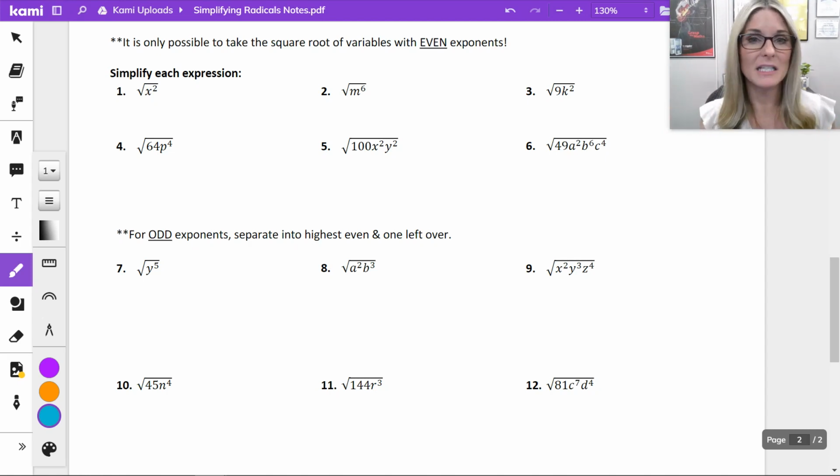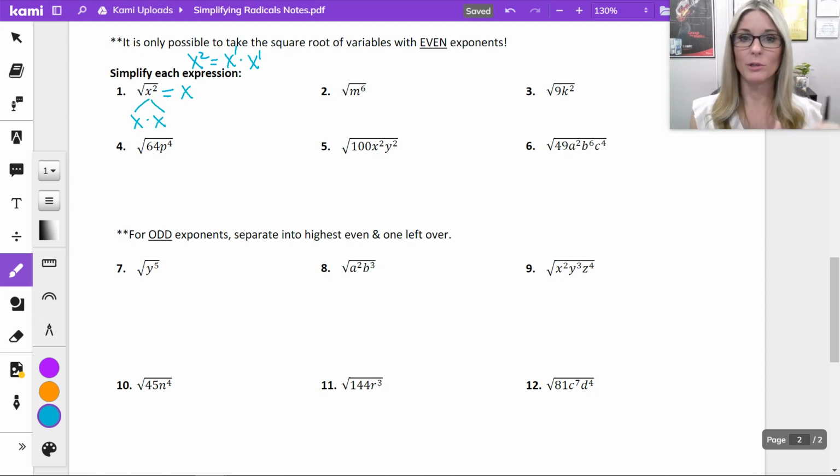So let's talk about number one, super, super basic, the square root of x squared. Now think back to our exponent rules. X squared means we had x times x, correct? X to the first times x to the first, and we add those exponents. So the square root of x squared is x. For that reason, x times x was x squared. So number one, the square root of x squared is x, 1x.